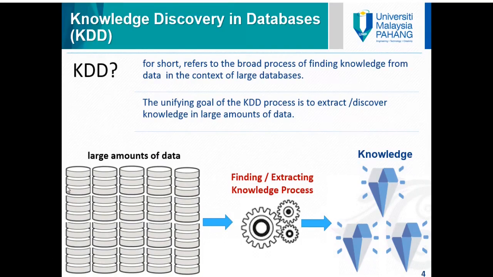Initially, we have a large amount of data that is stored in large databases. However, the user wants, or we want, to extract valuable knowledge from this large amount of data. The process of extracting the knowledge can be done by implementing KDD. So KDD is a very wide process of finding knowledge from data in the context of large databases. The main aim of KDD is to extract knowledge from a large amount of data. When we say KDD is a process, the word process indicates that there is a certain number of steps that have to be conducted in order to extract the knowledge.